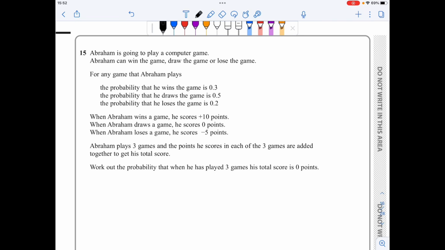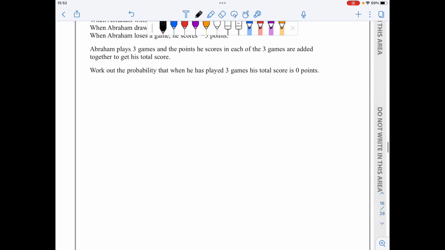For question 15, to get a total score of 0, you should have 1 win and 2 losses or 3 draws. So if I write down the probabilities, that's probability win, lose, lose, plus the probability lose, win, lose, plus probability of lose, lose, and then win, or probability draw, draw, and draw.